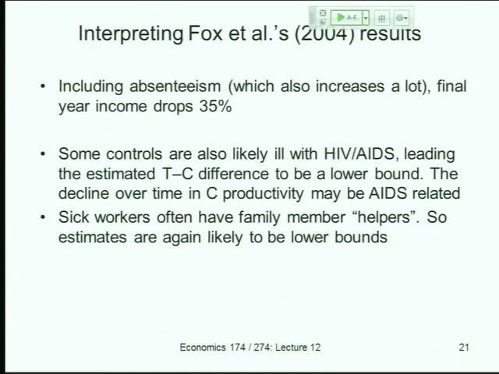So this has already come up about helpers, but the helper issue is another reason why these estimates are likely to be lower bounds. It's either other workers who are helping or family members who are helping, and that's going to tend to improve the productivity of the folks who are sick. So this 18% number, 35% number is almost surely a lower bound for a number of reasons here.